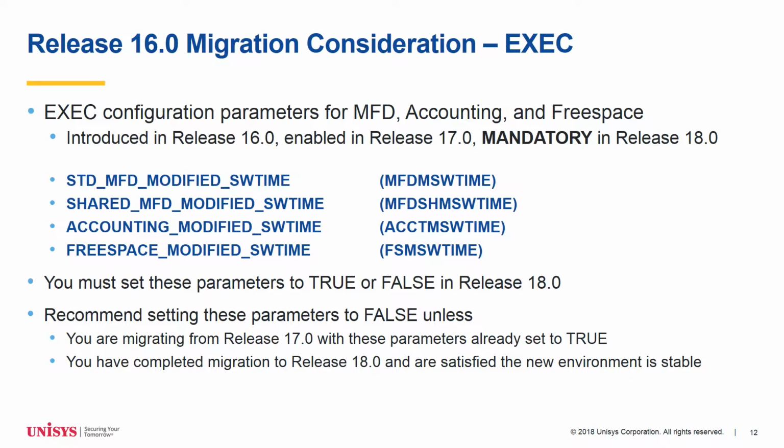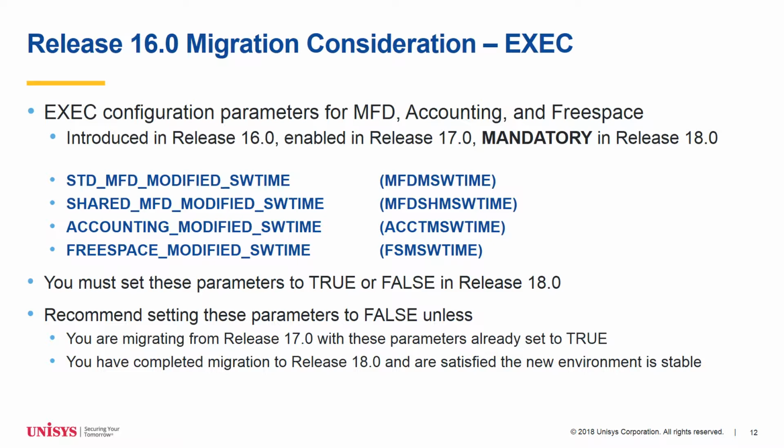If you're moving to Release 18 from Release 16, we strongly recommend that you initially set all 4 of these parameters to false. Likewise, if you're moving from Release 17 but have not yet run with these parameters set to true in your environment, we recommend initially setting these parameters to false when you move to Release 18. You should set these parameters to true in your Release 18 EXEC configurations only if you have already been running a Release 18 environment with these parameters set true.